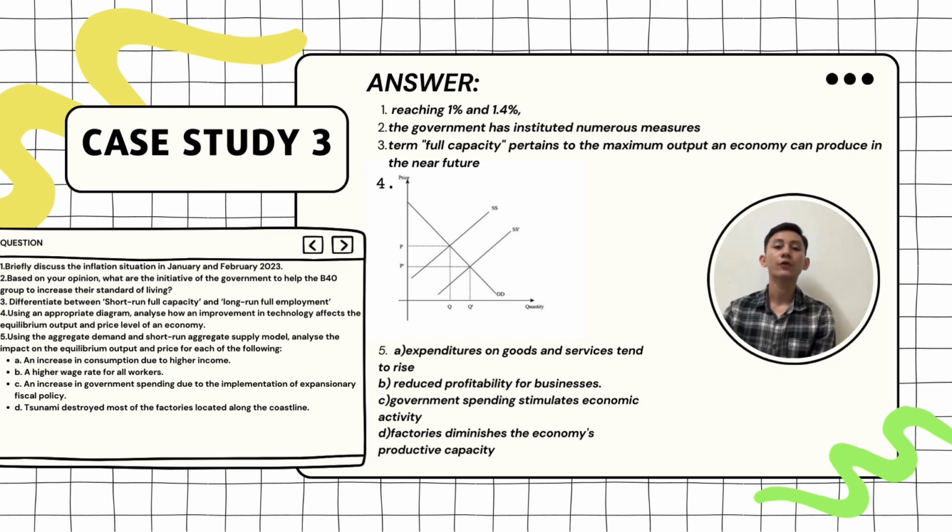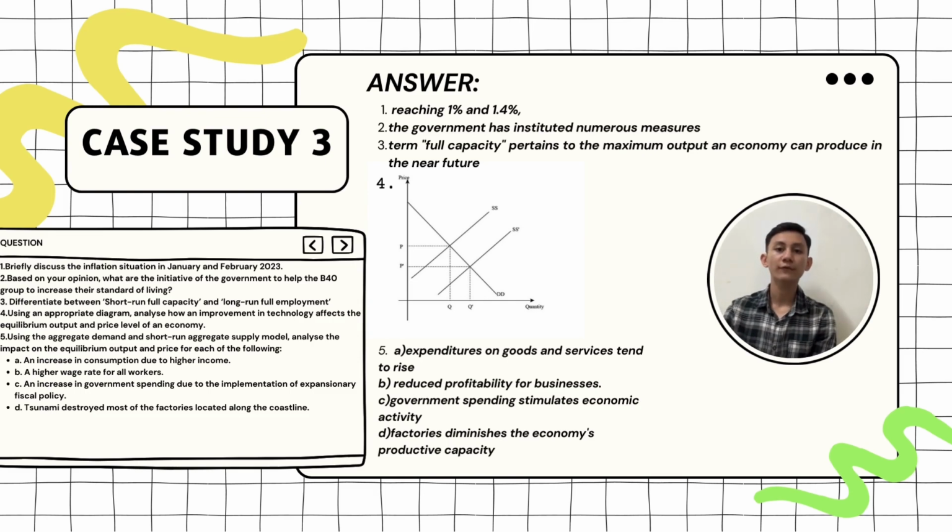Answer for question 4. Examining how technological advancement impacts economic equilibrium, output and price level necessitates a comprehensive exploration of supply and demand dynamics. In the context of the provided graph, where the y-axis represents price and the x-axis signifies quantity, we can delve into how technological progress shapes the equilibrium point.